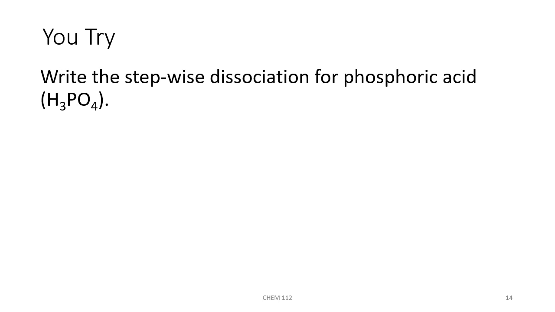Write the stepwise dissociation for phosphoric acid, H3PO4. So phosphoric acid is a triprotic acid. We're going to have 3 steps for the ionization. So H3PO4 will first dissociate into H plus and H2PO4 minus when it loses 1 proton. Phosphoric acid's conjugate base is the dihydrogen phosphate ion.